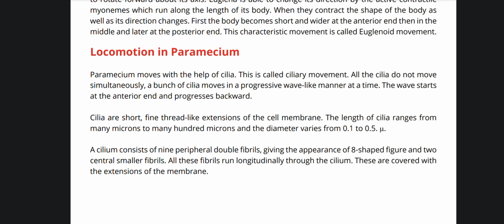Locomotion in Paramecium. Paramecium moves with the help of cilia and this is called ciliary movement. All the cilia do not move simultaneously, but a bunch of cilia move in a progressive wave-like manner at a time. The wave starts at the anterior end and progresses backward.